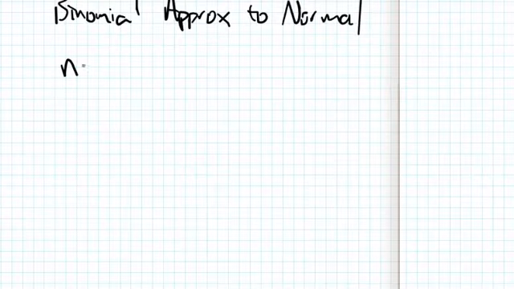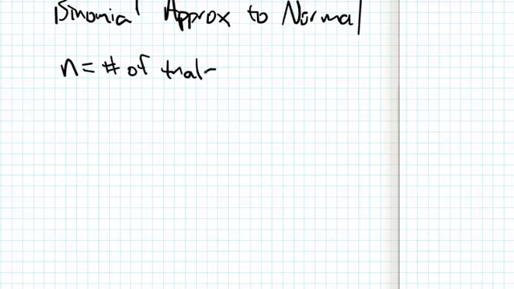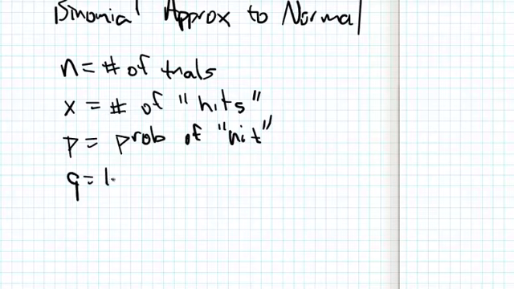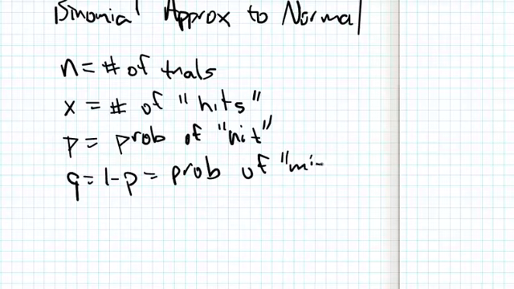Let's revisit what binomial means. We know that n is the fixed number of trials. X is the number of hits. Remember how that worked? P is equal to the probability of a hit. And Q, which is 1 minus P, equals the probability, just because we can use the complements, probability of a miss or a not hit.